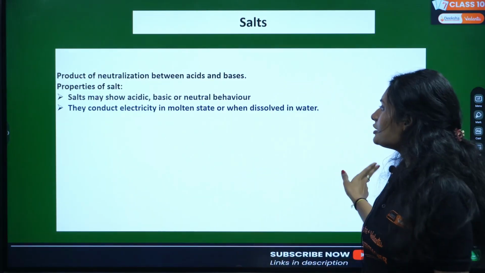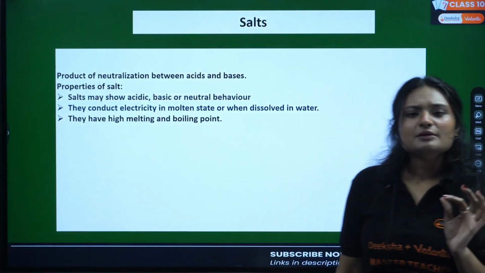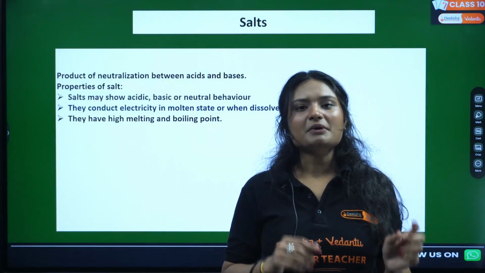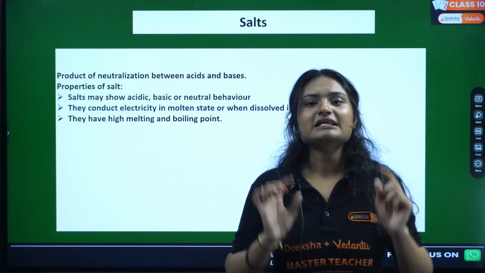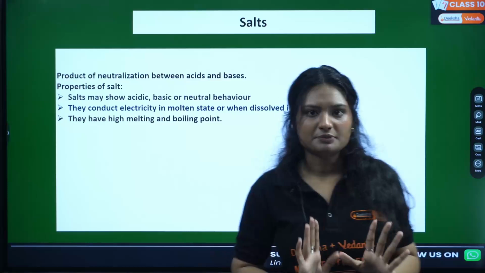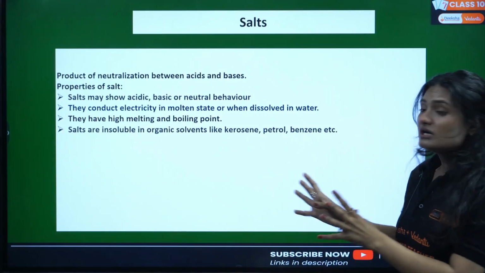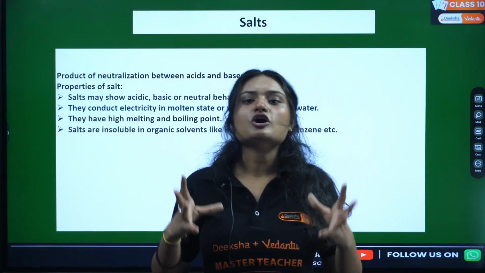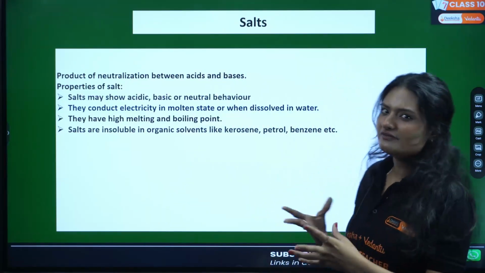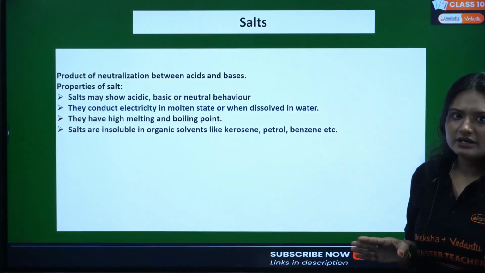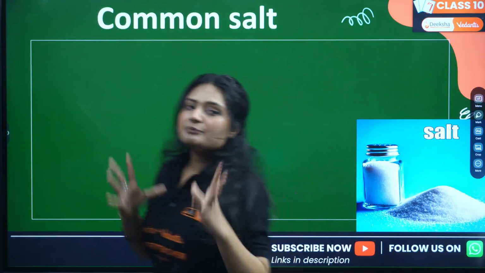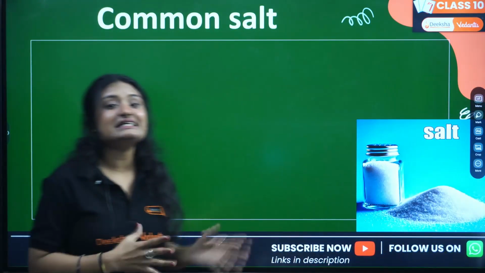Moving on. They have high melting and boiling points because they are ionic compounds. Again, my dear kids, ionic compounds and covalent compounds we will discuss in the carbon compounds chapter. Moving on. Salts are insoluble in organic solvents because they are ionic compounds. What are organic solvents? Those which do not have any charge, non-polar.